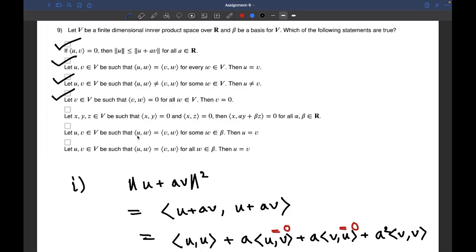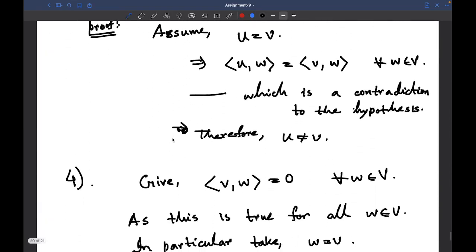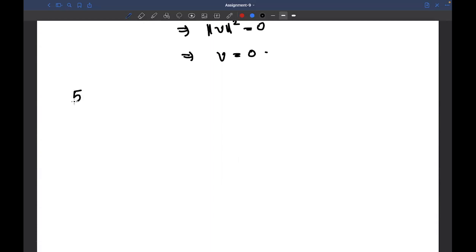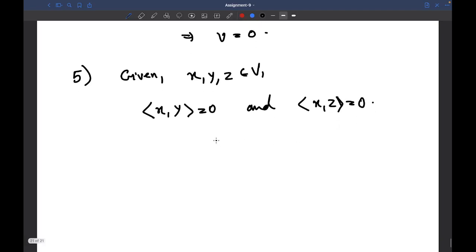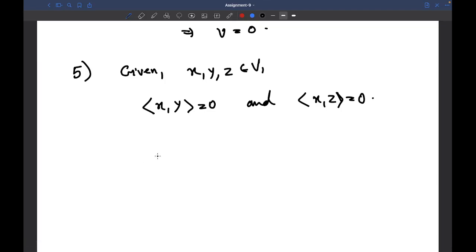Now let's check option number 5. What does it say? Let x, y, z be in the space such that the inner product of x and y equals 0 and the inner product of x and z equals 0. Then is the inner product of x with alpha y plus beta z equal to 0 for all alpha, beta in R? So let's check this. What is given: for x, y, z such that x inner product y is 0 and x inner product z is also 0. You have to check x inner product with alpha y plus beta z.